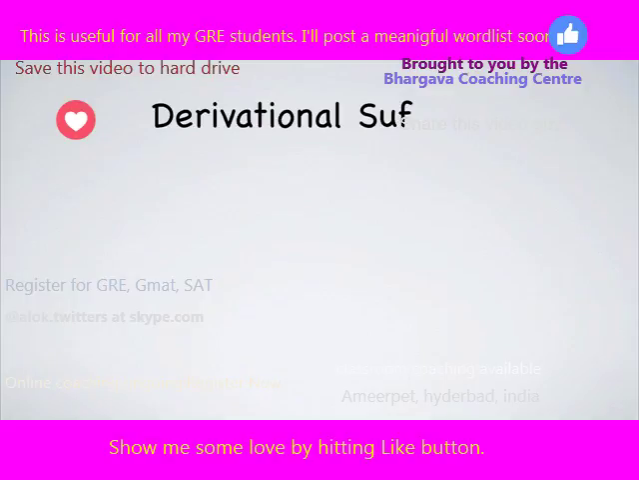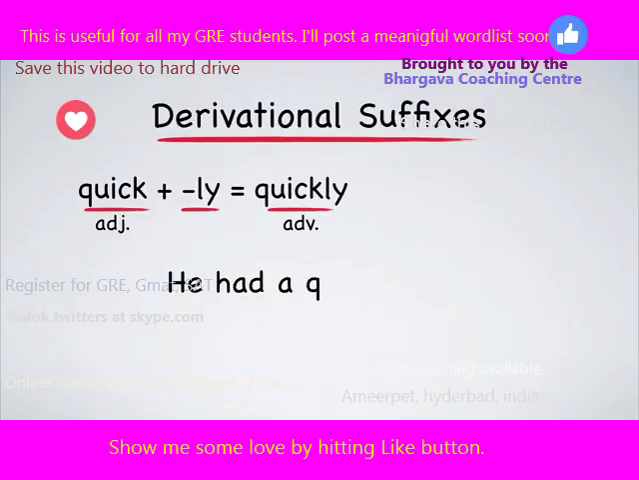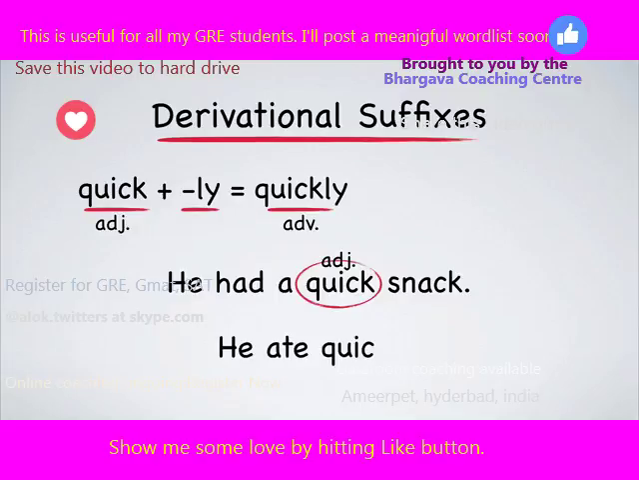Derivational suffixes do. For example, the adjective quick can have ly added to it to create the adverb quickly. Here are two example sentences. He had a quick snack. That's an adjective. He ate it quickly. That's an adverb. Learning how to use these derivational suffixes is one of the keys to speaking English fluently.